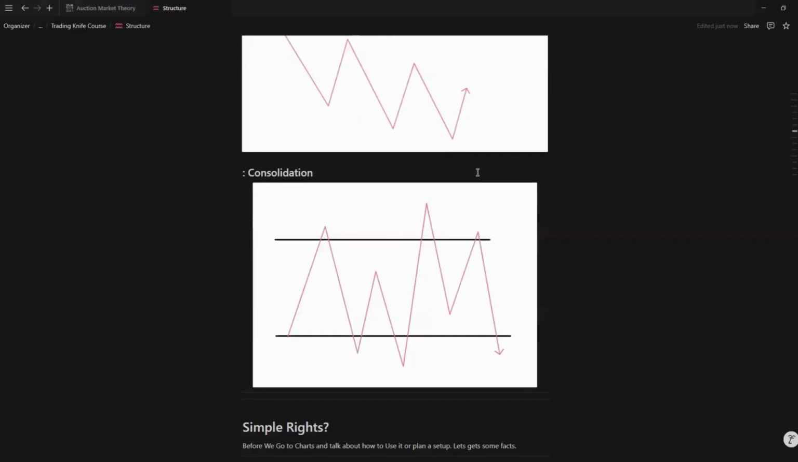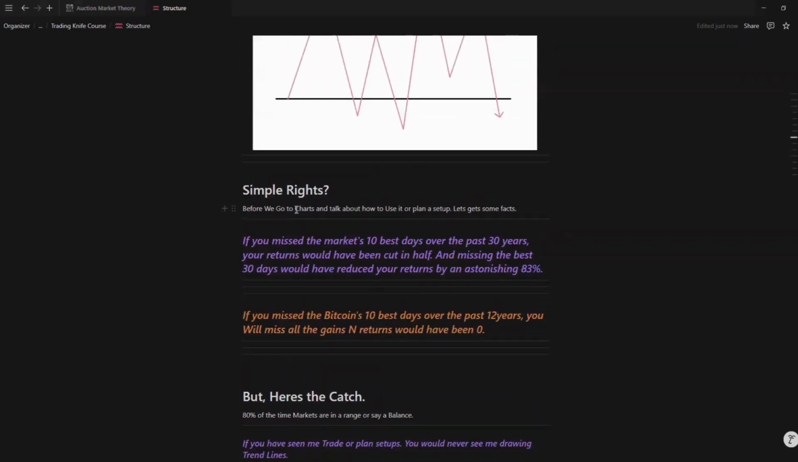There's a different reason for that. We'll come to that one. And yeah, let's get some facts. If you miss the market's 10 best days over the past 30 years, your returns would have been cut in half, and missing the best 30 days would have reduced your returns by an astonishing 83%. Miss 10 days and your 50% is gone. Miss 30 days, 83% is gone. So in a way, you have to show up every single day just to gather those 30 days in the 10 years.